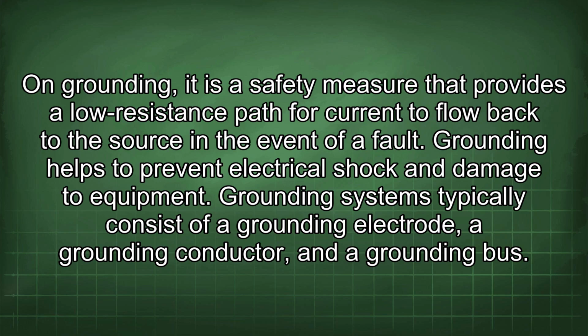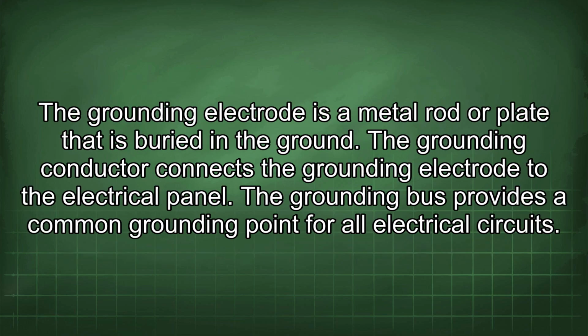On grounding, it is a safety measure that provides a low resistance path for current to flow back to the source in the event of a fault. Grounding helps to prevent electrical shock and damage to equipment. Grounding systems typically consist of a grounding electrode, a grounding conductor, and a grounding bus. The grounding electrode is a metal rod or plate that is buried in the ground. The grounding conductor connects the grounding electrode to the electrical panel. The grounding bus provides a common grounding point for all electrical circuits.